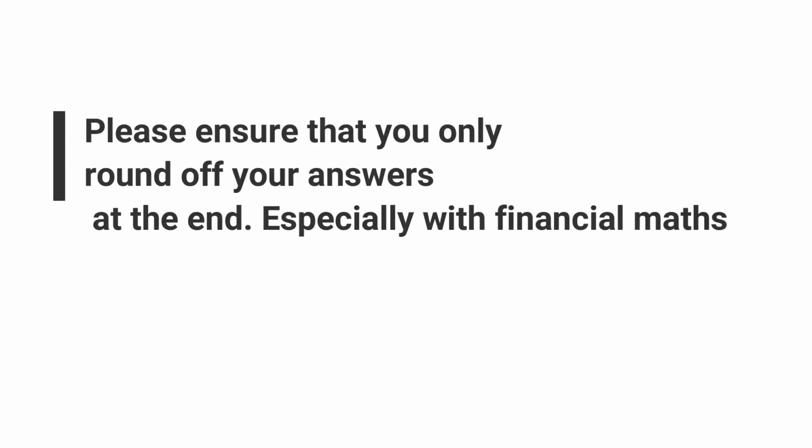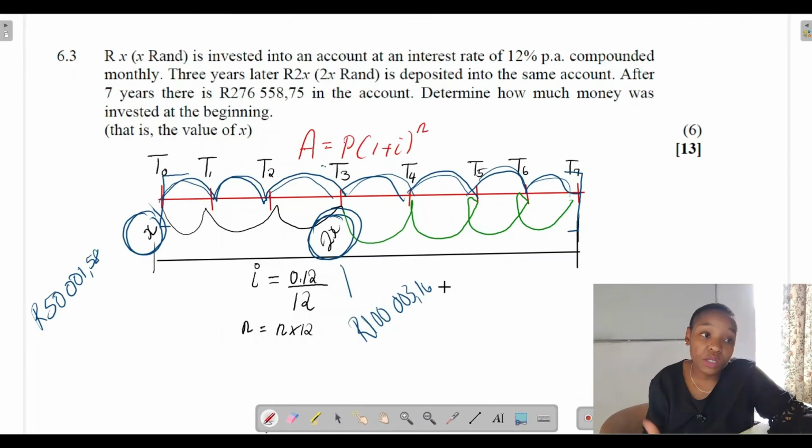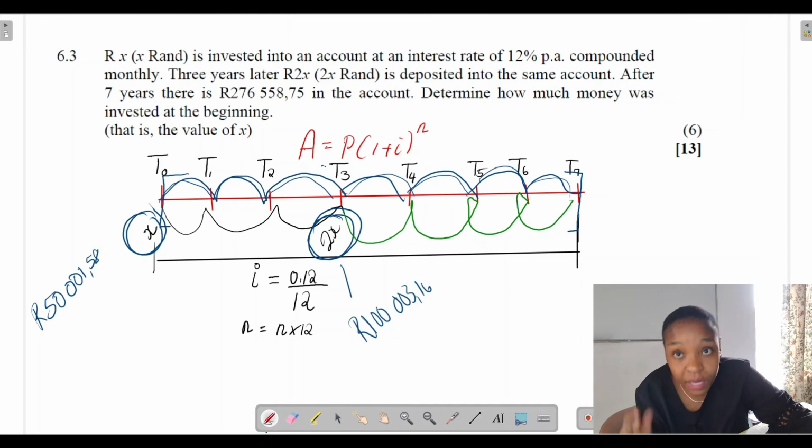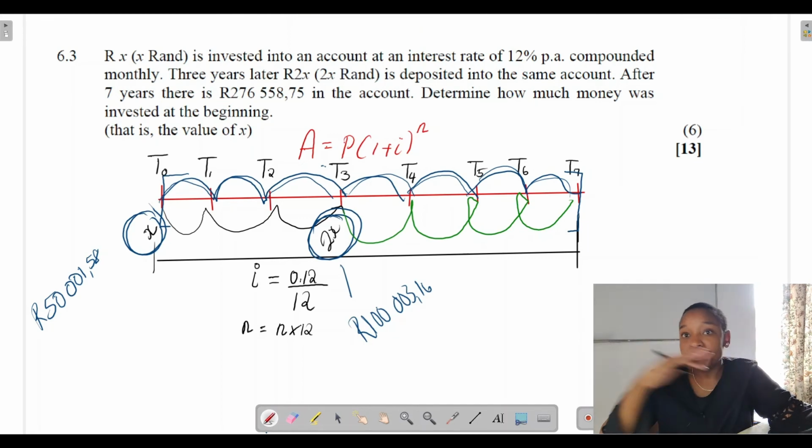For this question, what you guys need to remember is that you have to use the compound interest formula. Secondly, you need to remember that you have to use timelines, because if you don't use timelines, you are not going to realize that this X actually stays in our account for how many years? 7 years. This 2X stays in our account for how many years? 4 years, right? So a timeline helps you take note of that.